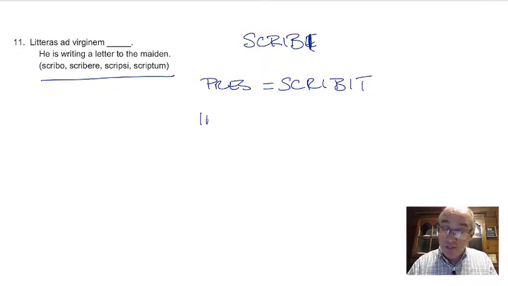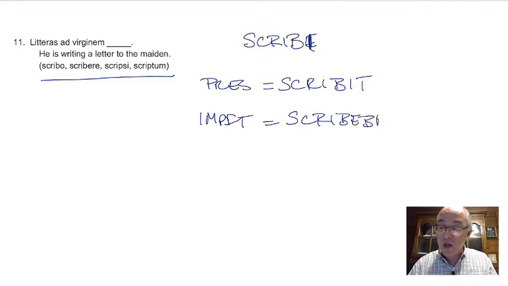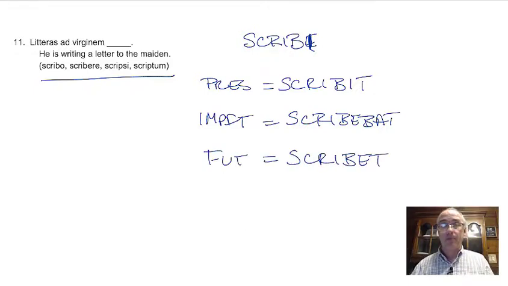The imperfect equals scribebat, and the future is scribet. Where the confusion comes in, and if you're afraid you're going to be confused, just shut your ears right now. This bi is part of the word. It is not the be, bi, or bu of the future tense.